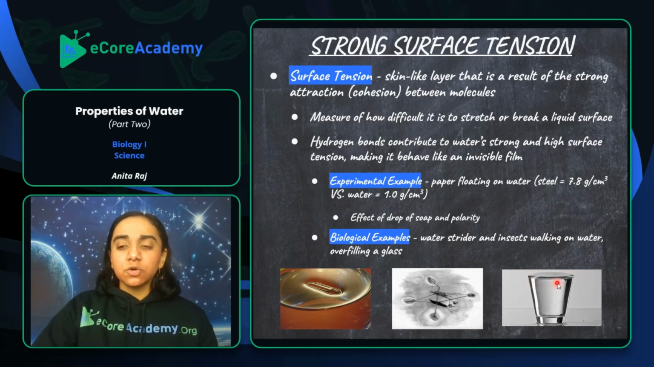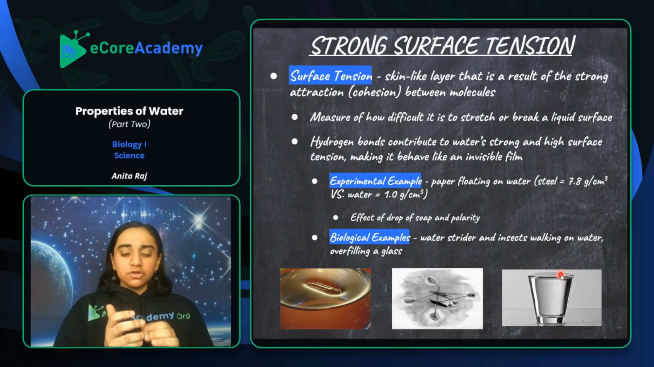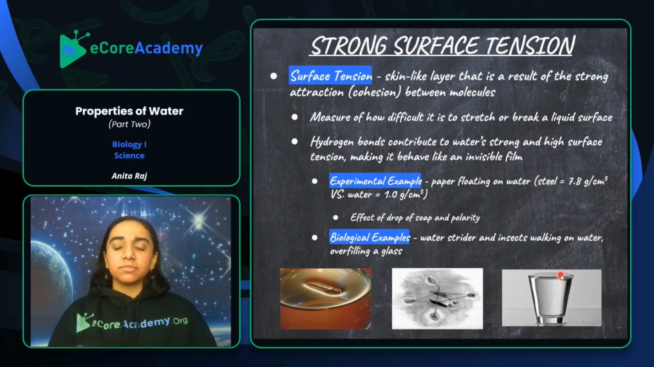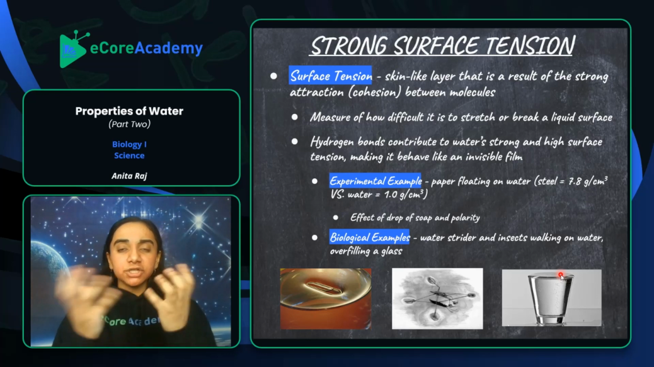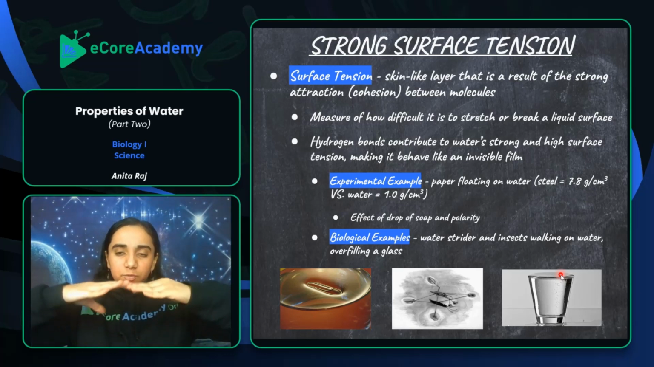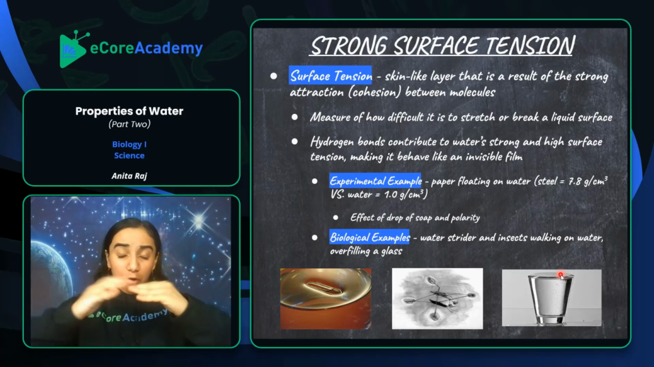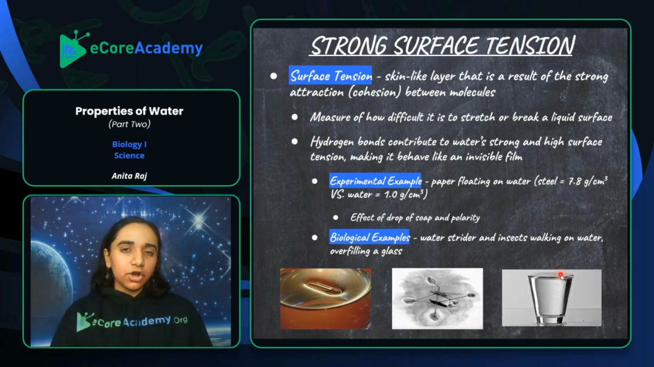and this is because water molecules are so attracted to one another, and their hydrogen bonds are stable enough that it just doesn't break. If these are the water molecules almost ready to overflow, they're still so attracted to each other, they're not really willing to break and fall apart and overflow out of the glass. So it's also a measure of how difficult it is to stretch or break a liquid surface.